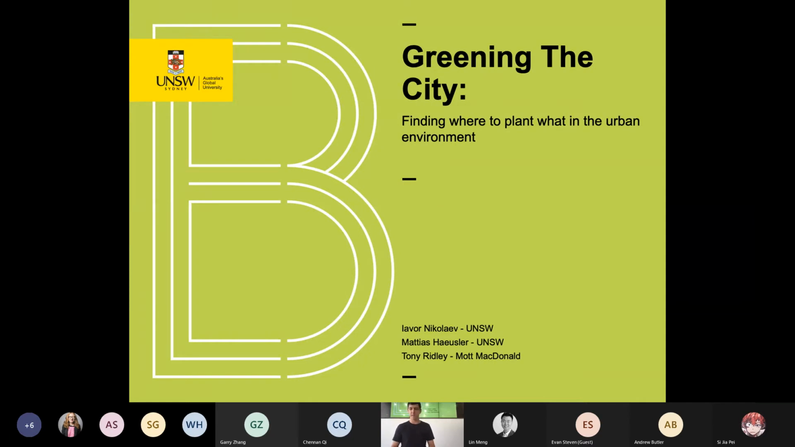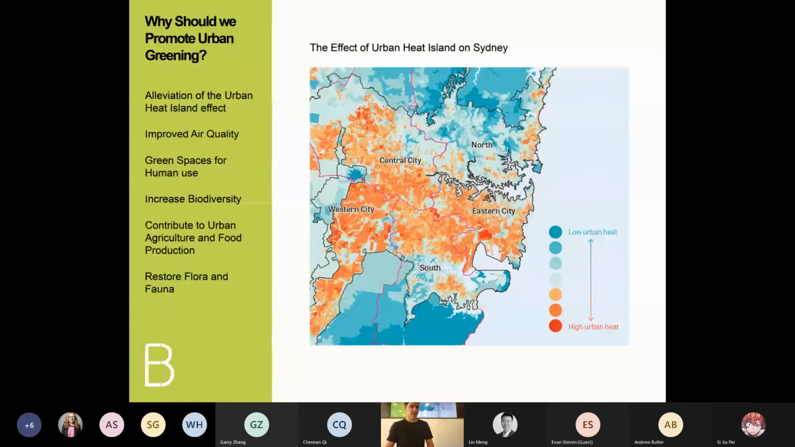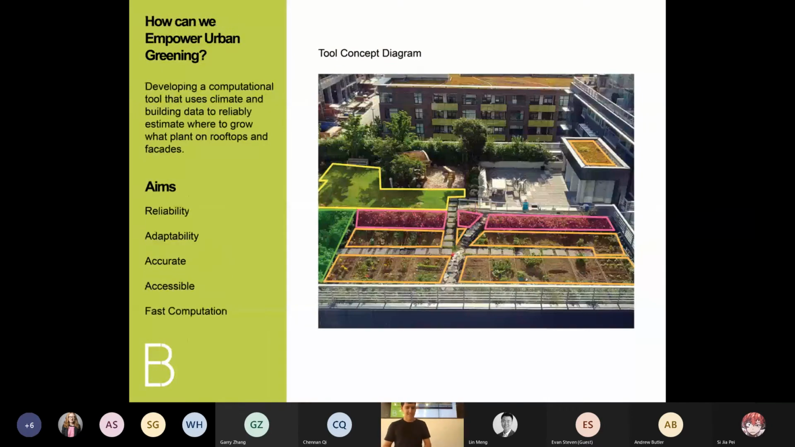A green rooftop can be up to 3 degrees cooler than a typical concrete rooftop. It also cools the city as a whole. It improves air quality. You can grow fresh fruit and veg closer to the shops. It can lure fauna back to the city, and it can help restore what once was bush. There are all these benefits if we have urban greening, but first we need to make sure the plants actually grow well.